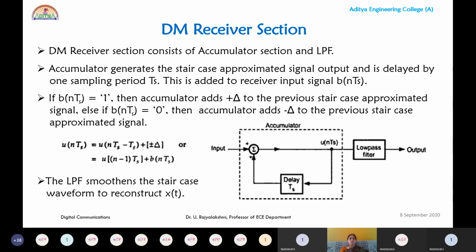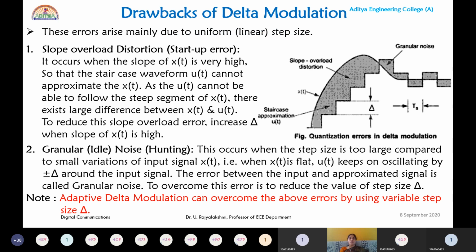Okay, so we discussed all these points in the last class, and also we discussed the drawbacks of delta modulation. So what are the two drawbacks of delta modulation? This delta modulation is suitable for the input signal x of t with continuous variation. If x of t is a continuously varying signal, then only this DM is applicable. Otherwise, you need to vary the step size value. So what are the drawbacks?